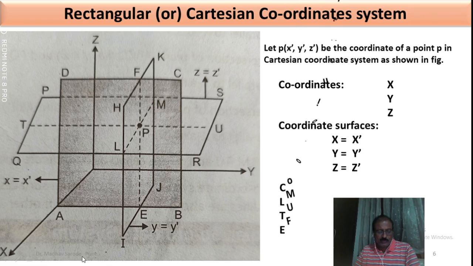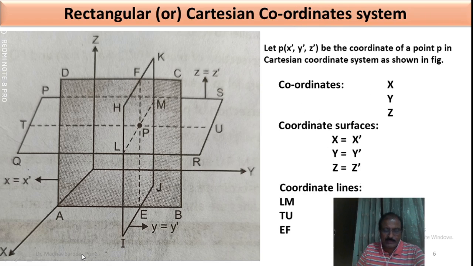Then what is meant by the coordinate lines? The coordinate lines are nothing but intersections of these surfaces. See the line LM. This line LM is the intersection line of the plane surface HIJK. At that time y is constant, therefore LM is parallel to the x-axis. So this is the coordinate line LM.